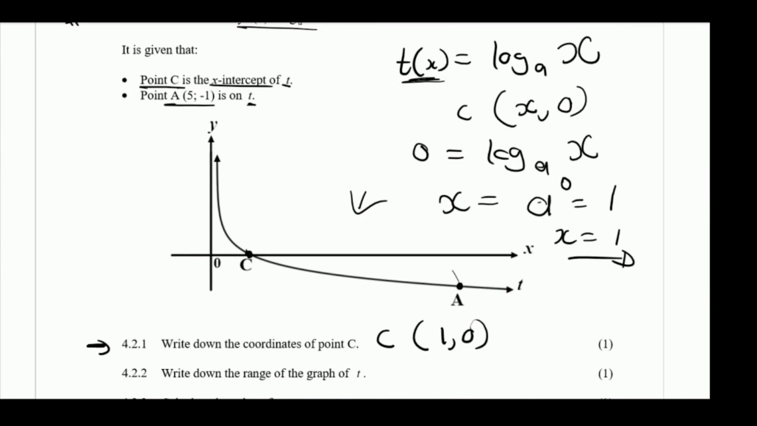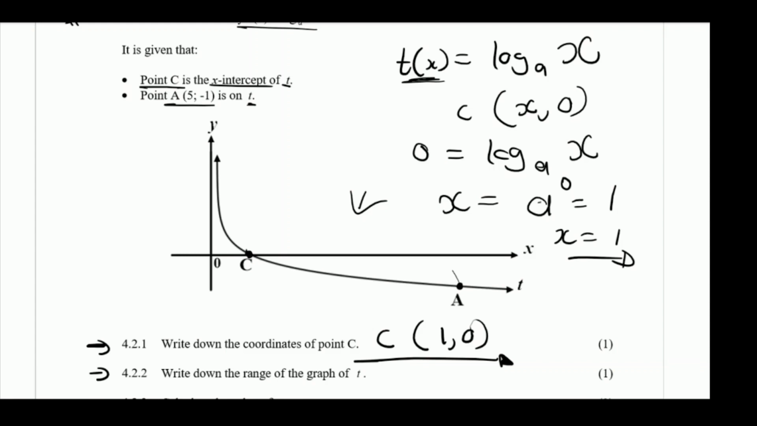So it's going to be 1 and 0. So this is your answer for 4.2.1. Now 4.2.2, we are asked to write down the range of the graph of t.